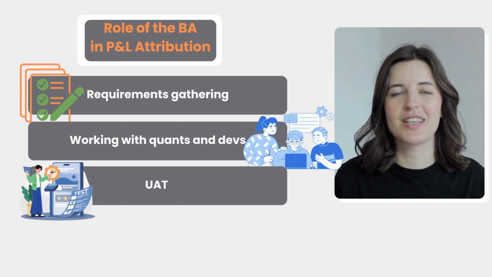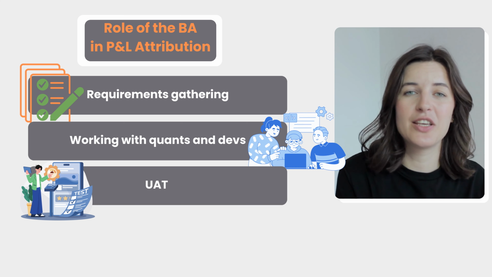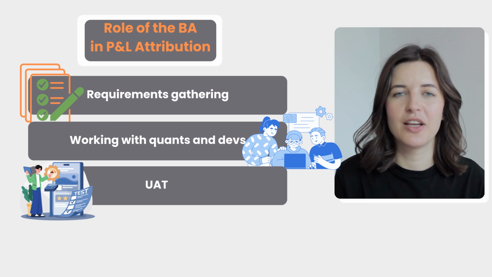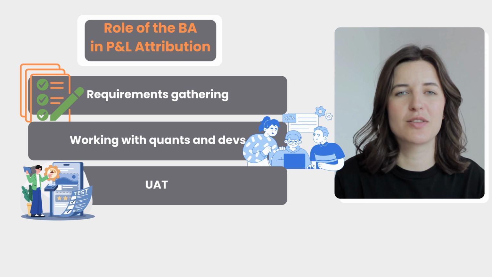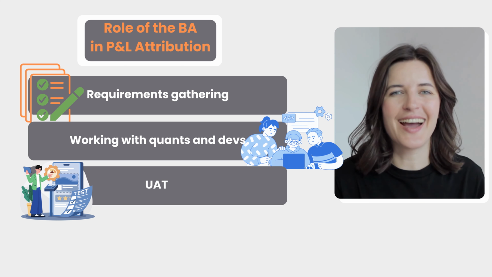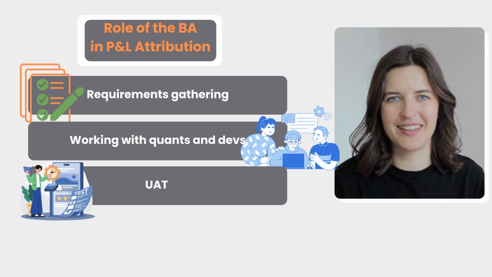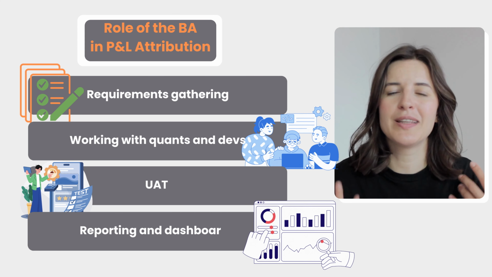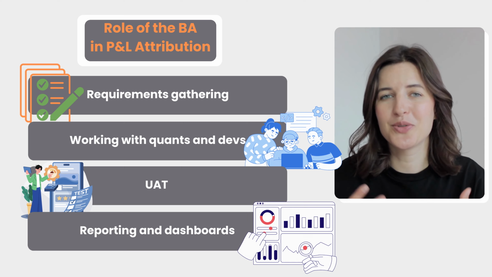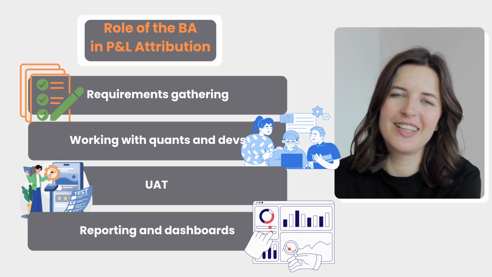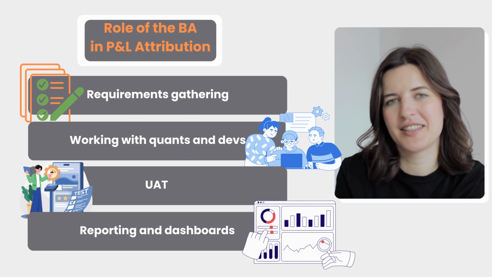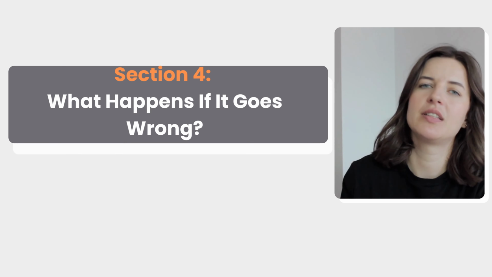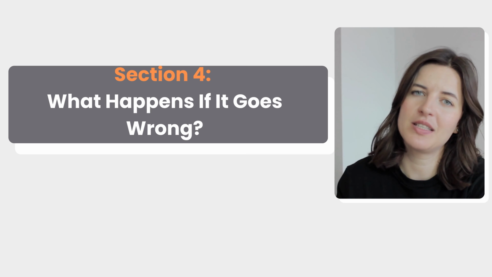Testing outputs. You're the one who will be running user acceptance testing to ensure that numbers for the profit and loss attribution are produced correctly. Reporting and dashboard. You will be designing the best way to produce and show the profit and loss for the traders and management. What happens when the profit and loss attribution is wrong or missing?